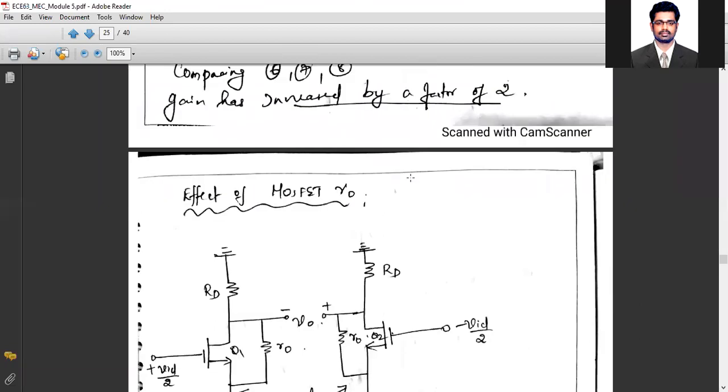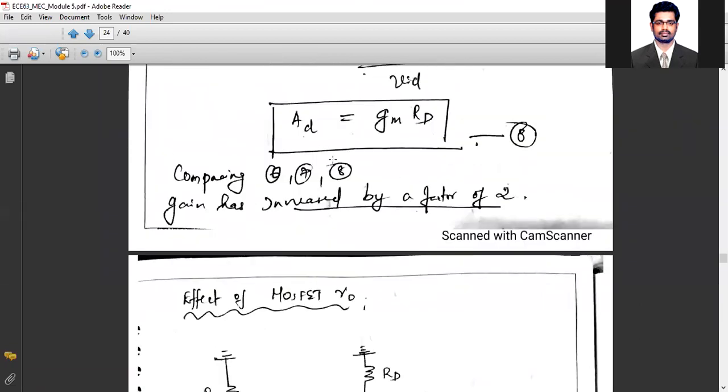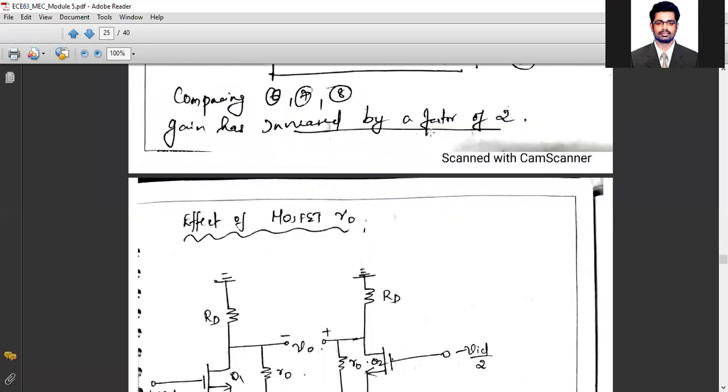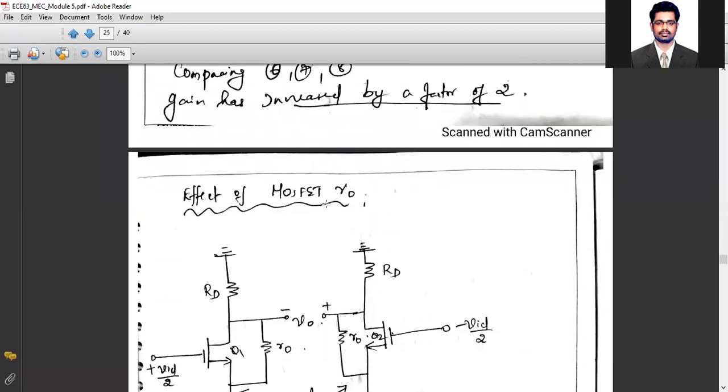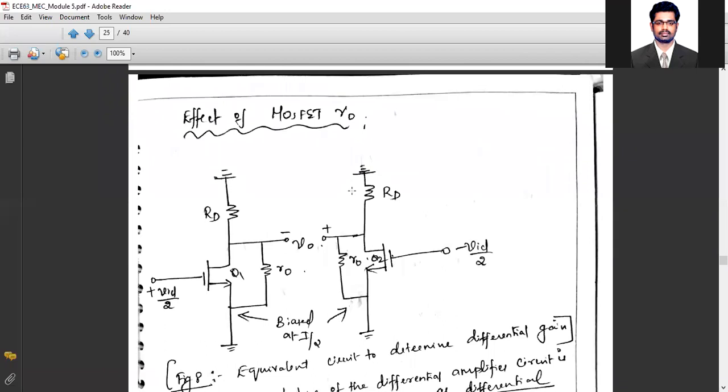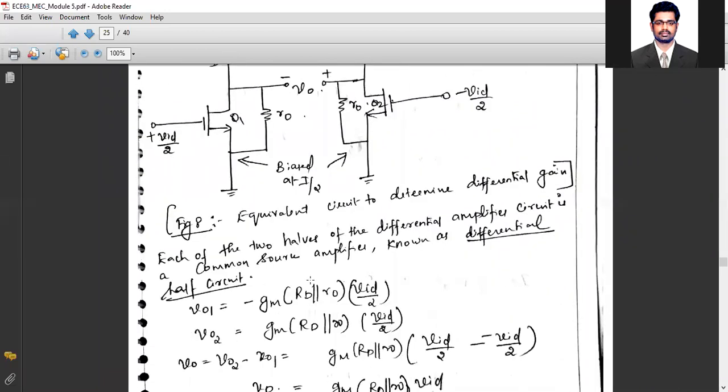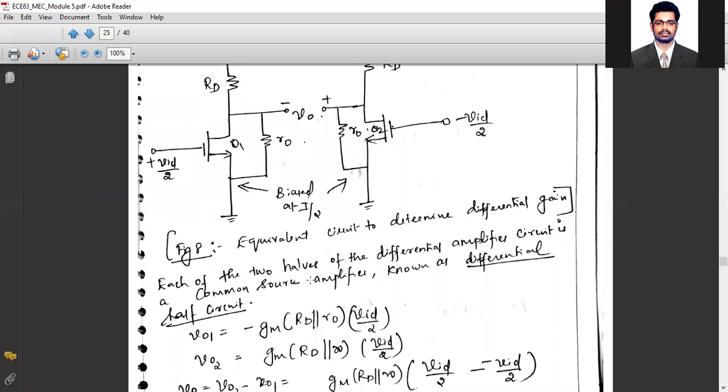Now coming to the next topic, we are going to redefine this particular gain after considering the effect of small letter r0. In the previous analysis, I have not considered the effect of small r0. Small r0 is nothing but the internal output resistance of Q1 and Q2. So we need to consider the effect of small r0 in order to get the actual gain, either in the common mode or in the differential mode.